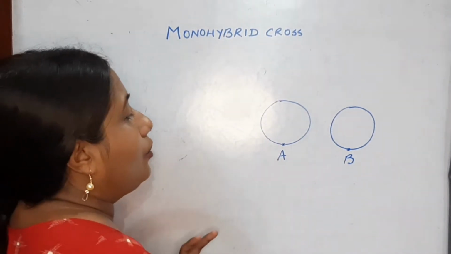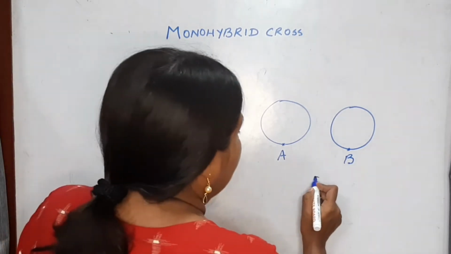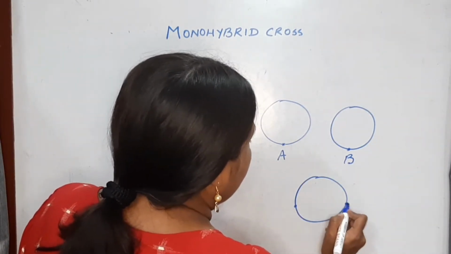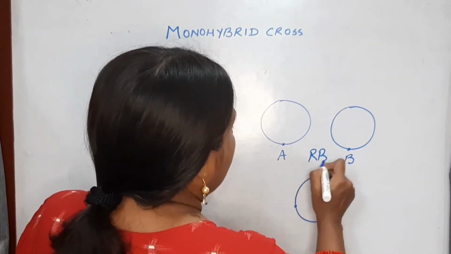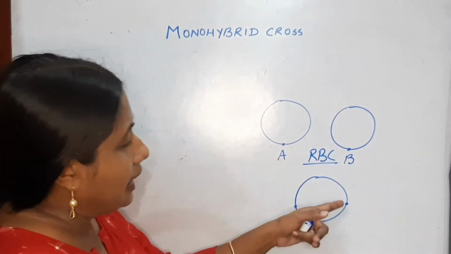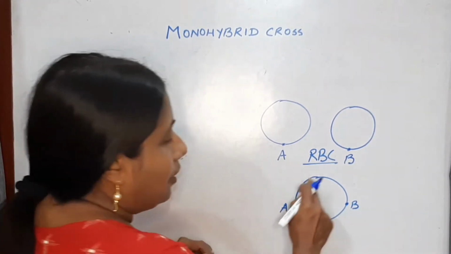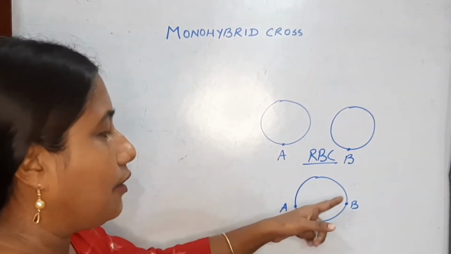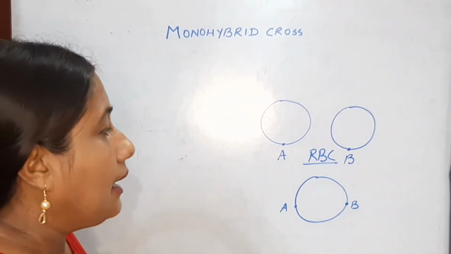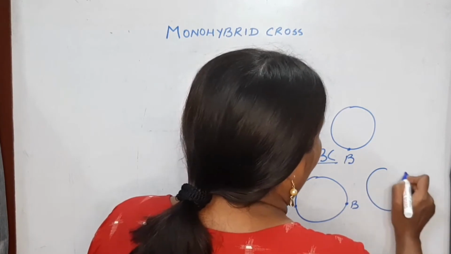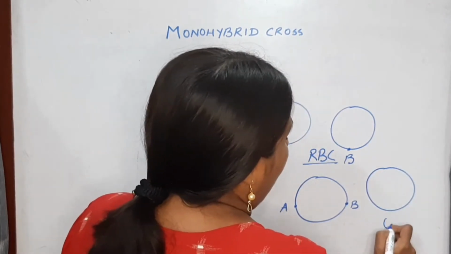Now, if a person has both antigens A and B on their RBC surface, these are all RBC. So if a person has both the A antigen as well as the B antigen on the plasma membrane surface, they are called AB blood group people. And those people who do not have either A or B are called O blood group people.